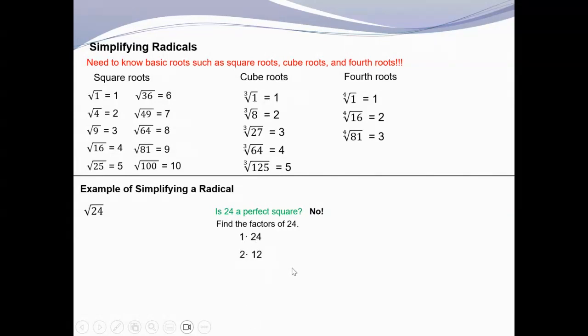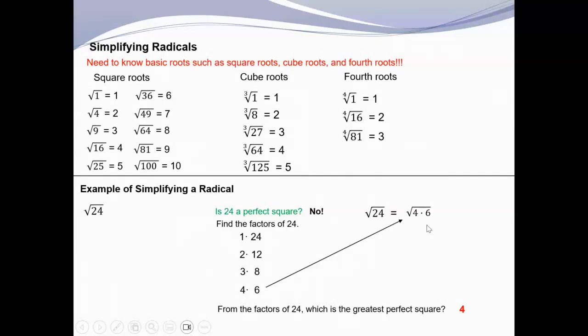1 times 24, 2 times 12, 3 times 8, and 4 times 6. From all these factors, which one is the highest perfect square? It's going to be 4 and 6. The 4 is a perfect square, so I'm going to use this combination. So the square root of 24 is equal to the square root of 4 times the square root of 6.